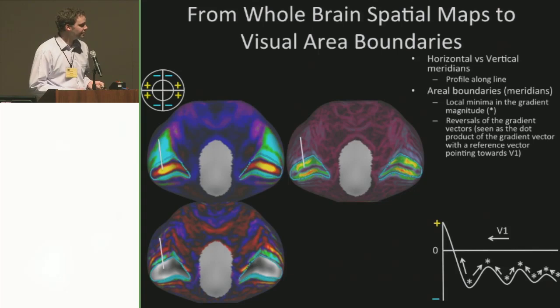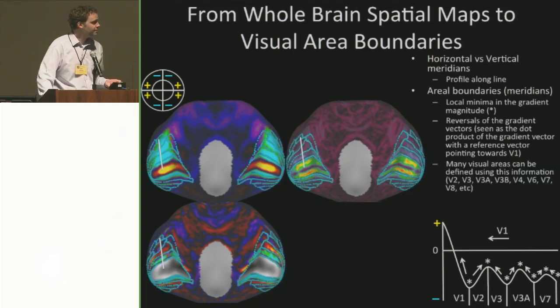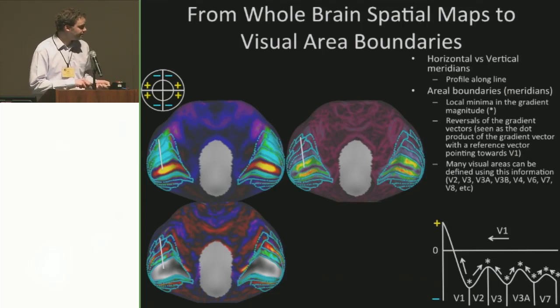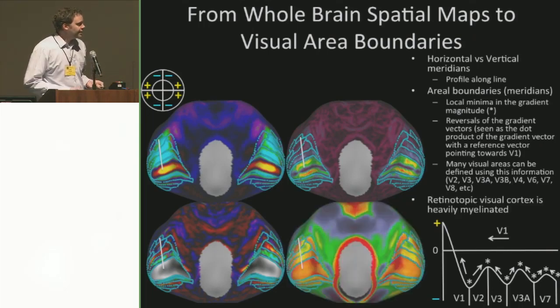And so we can take the dot product of that vector with a gradient that always points towards V1. And so when we're pointing towards V1, we're going to get a positive value, away from V1, a negative value. And so now inside of V2, we've got all negative dot products here. Then V3, we've got positive ones. V4, negative ones, and so on. So we can use this to define retinotopic areas. Basically, wherever the sign changes, we can define a boundary. It's a little bit analogous to a field sign analysis that some of you may be familiar with. And we can see that these retinotopic areas are all heavily myelinated here.